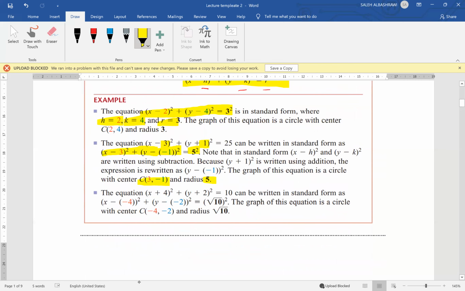Third example, (x plus 4) to power 2 plus (y plus 2) to power 2 equal to 10. The center is given by minus 4, minus 2. We are taking the opposite of the sign given there in the equation. The center of the circle is equal to minus 4 and minus 2, and radius equal to square root of 10.